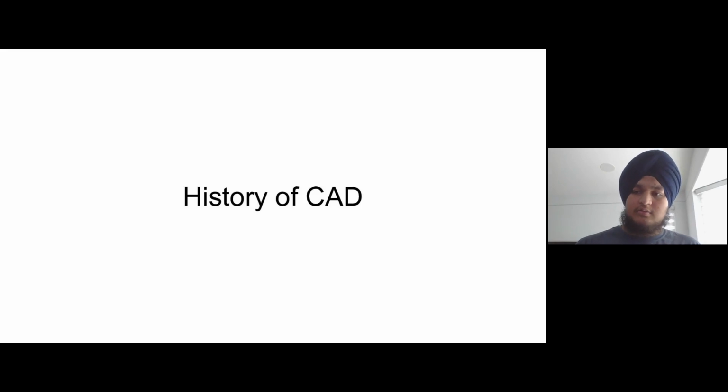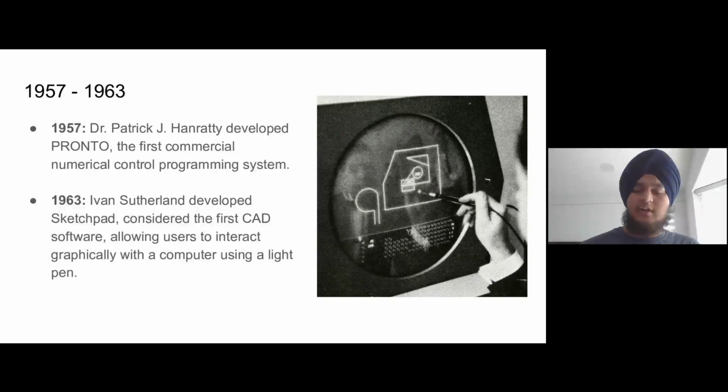So to get started talking about CAD, let's first talk about how CAD came to be, with this history. CAD first started off in 1957 when Dr. Patrick J. Hanratty developed Pronto, which is the first commercial numerical control programming system, which is also known as CNC. So CNC programs are basically like graphic screens or a graphic interface, and CNC is also used as an outcome of the CAD, which, for example, with high precision things such as laser cutting or 3D printers.